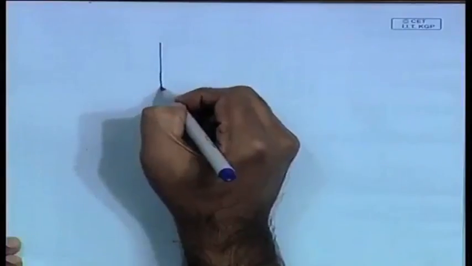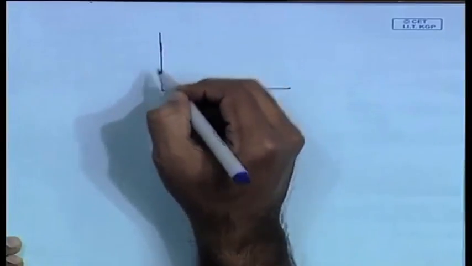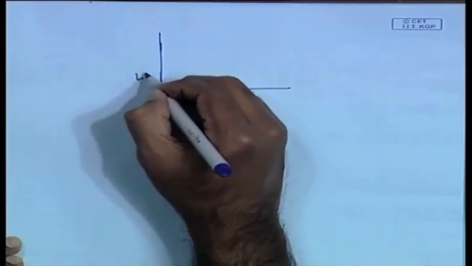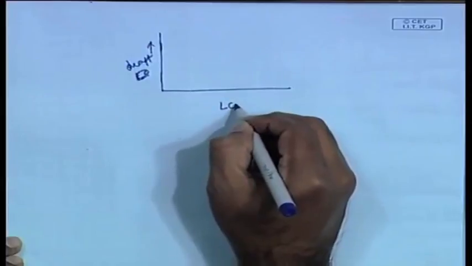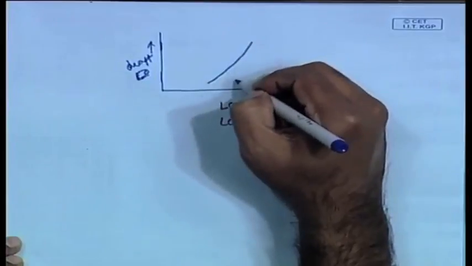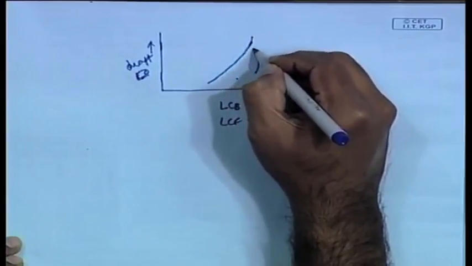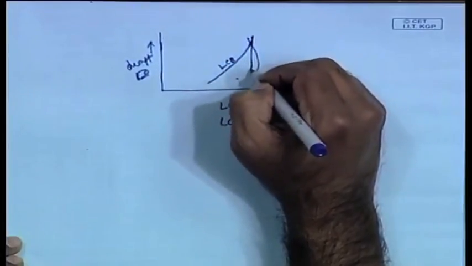There is an LCB curve and there is an LCF curve. You can draw them together against the draft. So, you have the draft here, and here you have the LCB curve and the LCF curve. One curve is like this, one curve is like this. At that point, if this is the LCB curve, the tangent to the curve will be vertical.